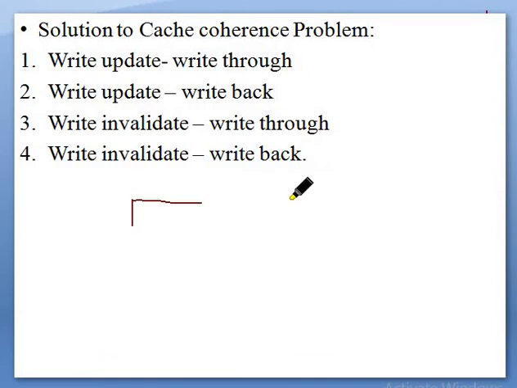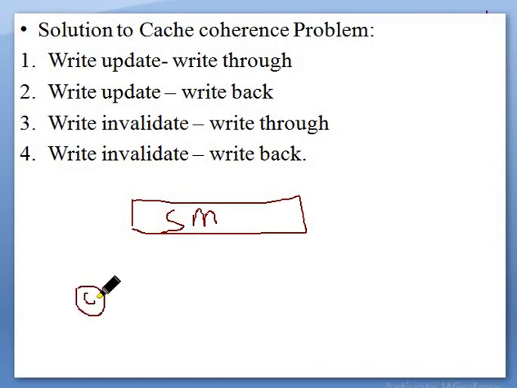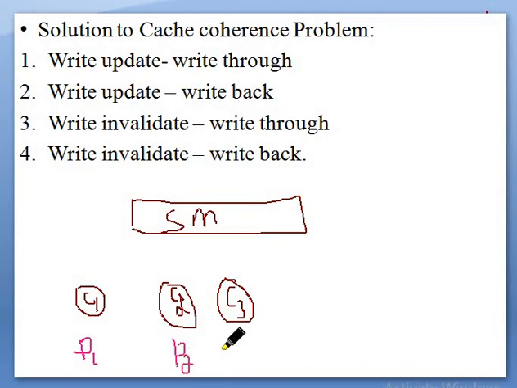So here let's assume shared memory, cache 1, cache 2, cache 3, each corresponding to processor 1, processor 2 and processor 3. Okay, so let's create the connections.